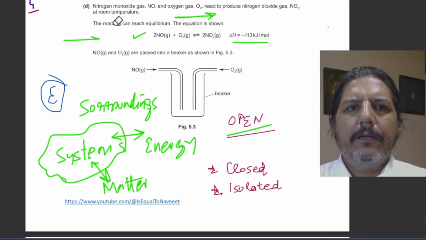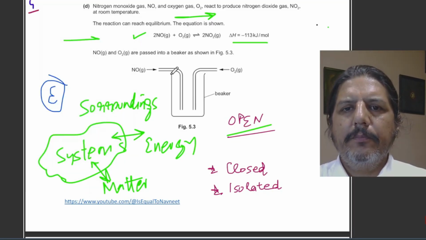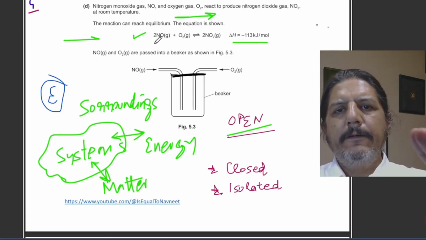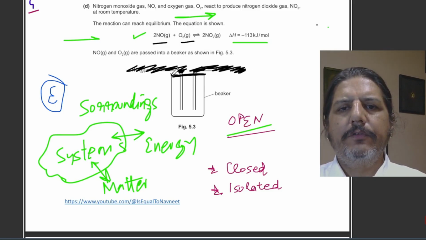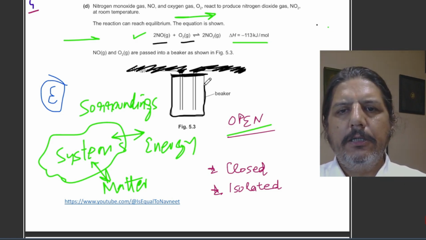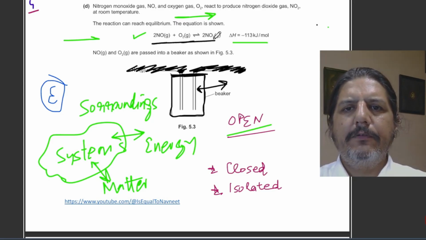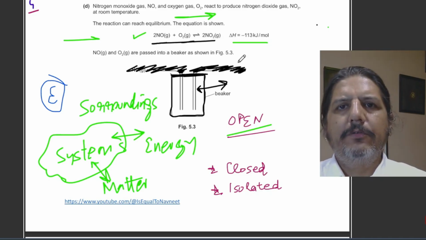So the only way you can make this reach an equilibrium position is if you close this. Once you have put the NO and the O2 in the system, then you close the system. Then you close the lid. Now matter can't be exchanged, but the energy can be exchanged with the surroundings. Only then will you have an equilibrium state, a dynamic equilibrium state. Hope this is making sense.